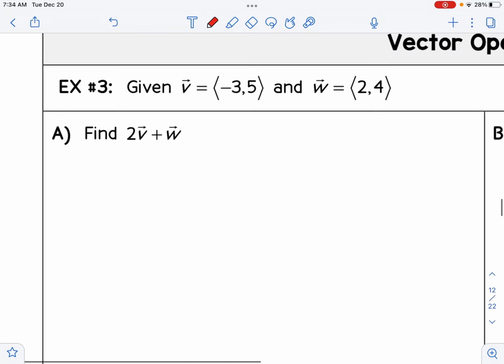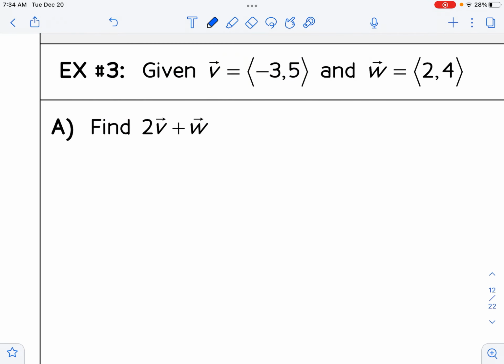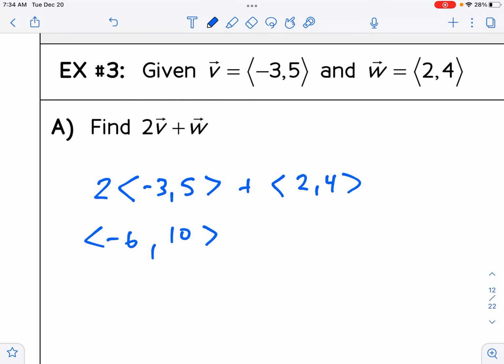All right, other vector operations. Again, this stuff's pretty easy here. It's a lot of combining like terms, adding, subtracting, basic multiplying. We're just applying it to a different scenario here. So 2v plus w. I'm going to write 2, and then vector v in here, and then I'm going to add vector w to it. So 2 times -3 is -6, 2 times 5 is 10. And then I add that to vector w. So -6 and 2 is -4, 10 and 4 is 14. So my resultant vector would be -4, comma 14.